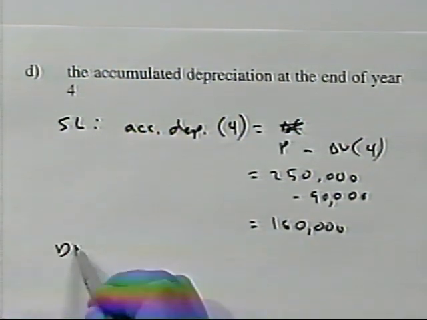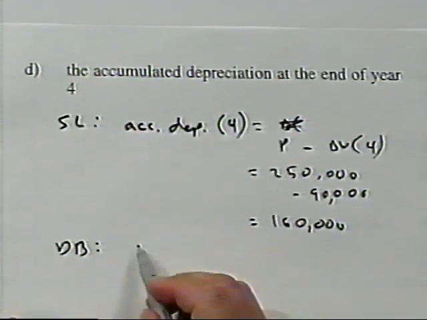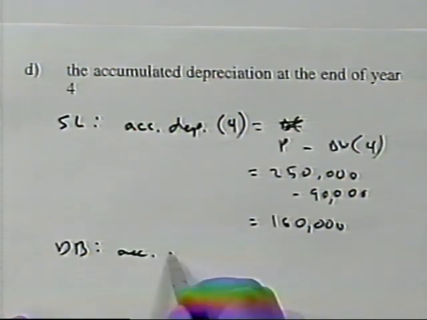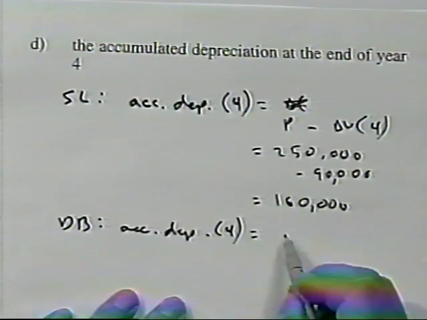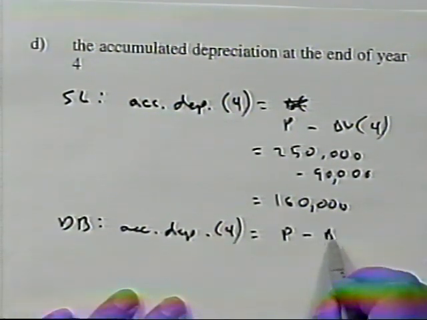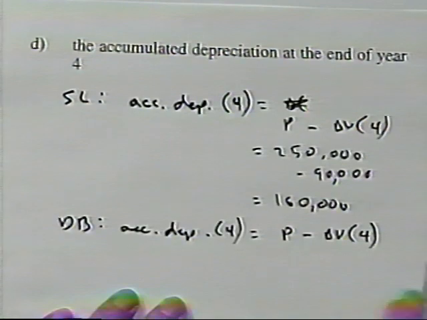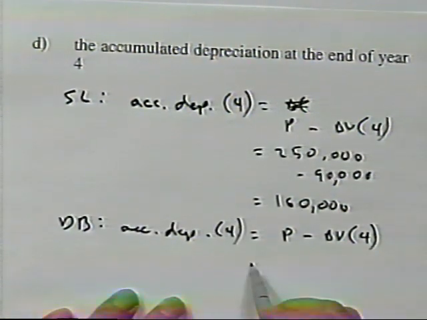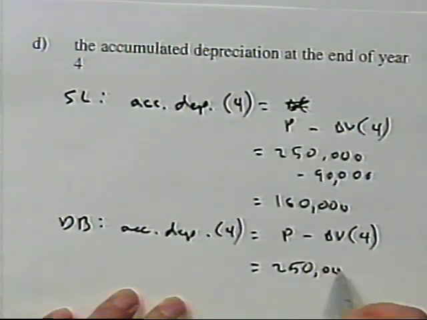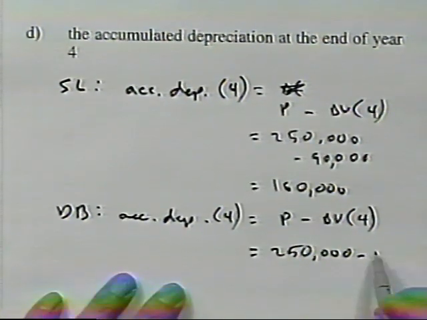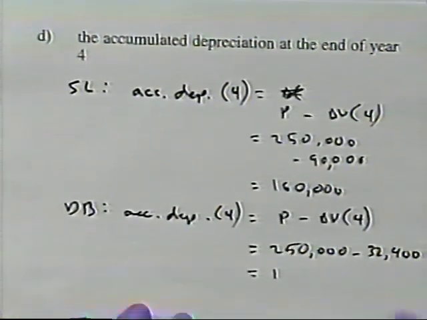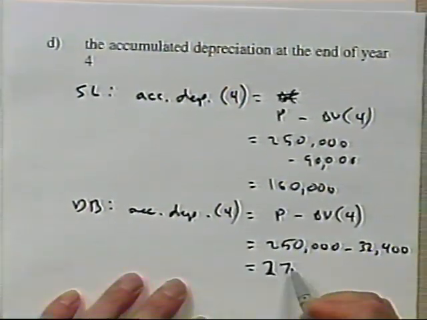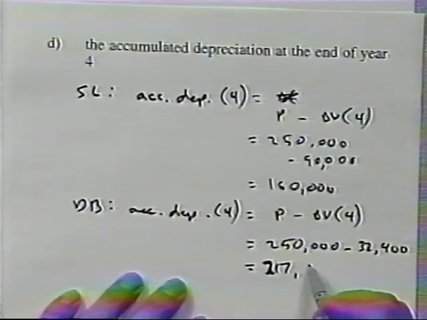And under declining balance, it's going to be the same calculation of the first cost minus the book value at year 4. The book value is different in this case, though. It's 32,400, meaning that the accumulated depreciation is 217,600.